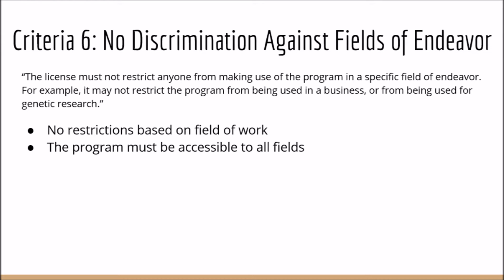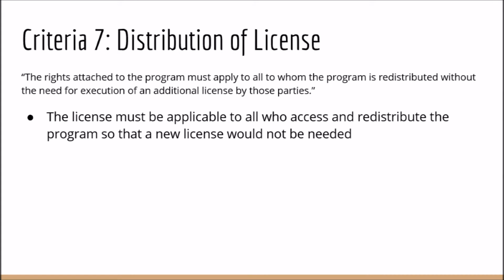Criteria 6 is that there can be no discrimination against fields of endeavor. There can be no restrictions based on field of work. The program must be accessible to all fields. The seventh criteria is distribution of license. The license must be applicable to all who access and redistribute the program, so that a new license would not be needed.